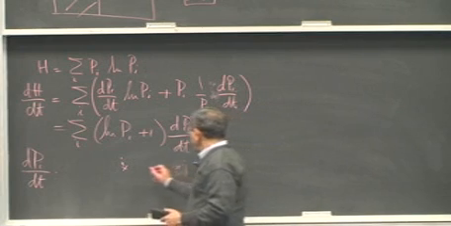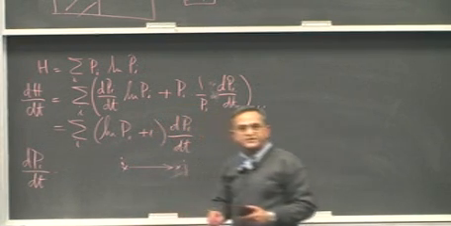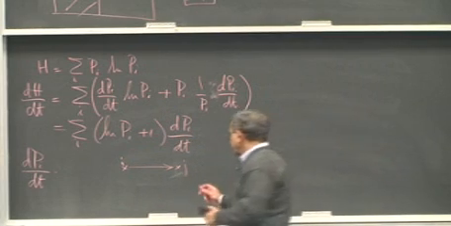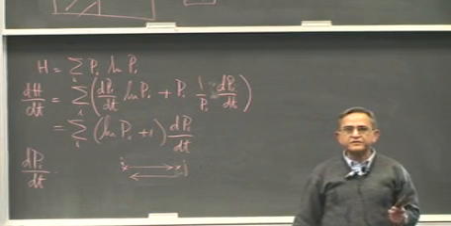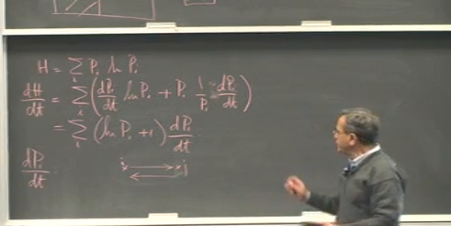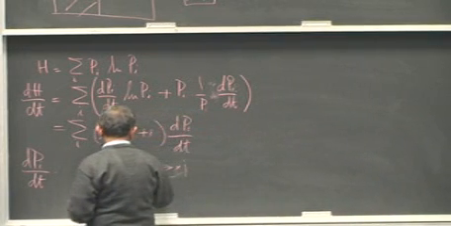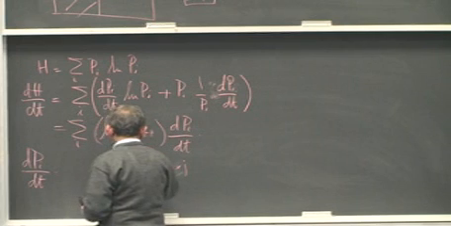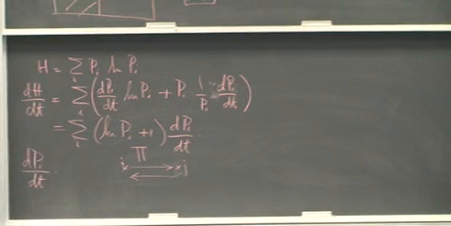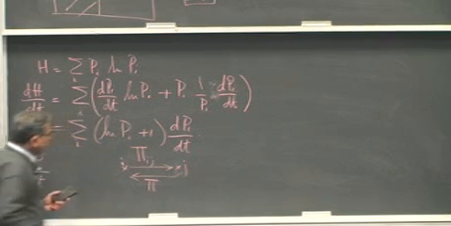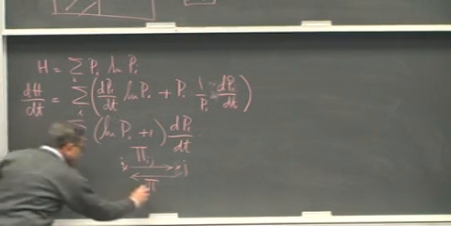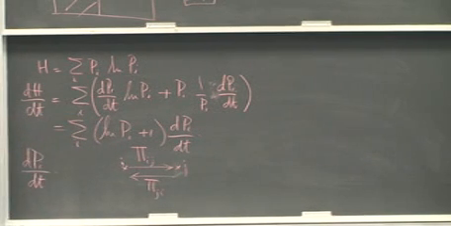Some particle would make a transition from the ith state to the jth state, and at another time it will make a transition from the jth state to the ith state. There will be a transition probability, and I'll call it pi, and I will have to give it some indices also. So this will be pi ij going from i to j, and this will be pi ji going from j to i. These will be transition probabilities.